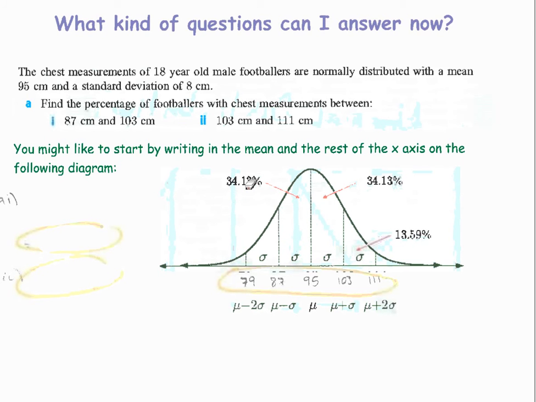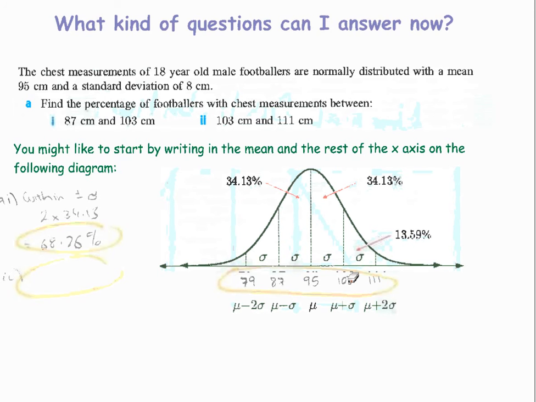34.13 is this area here, plus 34.13, which is that area there. So I've given myself a little clue. I've written within plus or minus 1 standard deviation. So mean minus 1, mean plus 1. As you can guess, you can write 34.13 plus 34.13, or you could do what I've done, which is double 34.13. Double that, you get 68.26%. So 68.26% of footballers have chest measurements between 87 and 103 centimeters. That's how you apply it to real life.